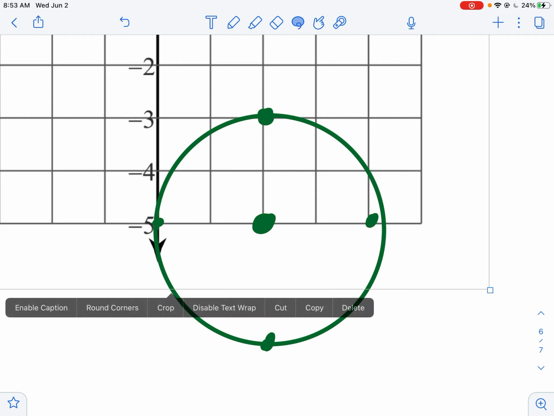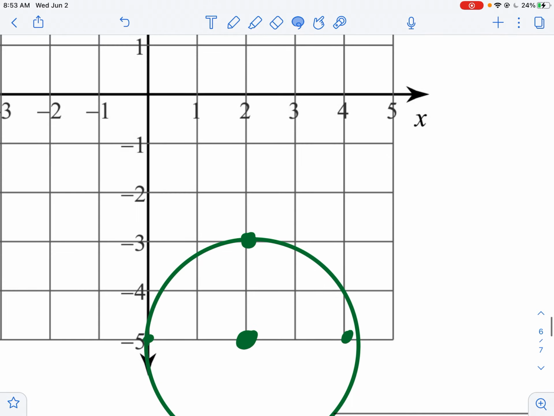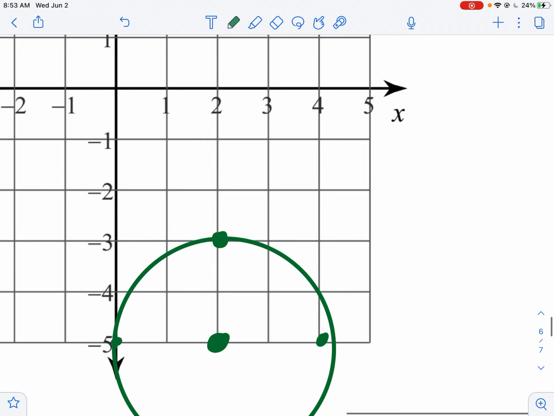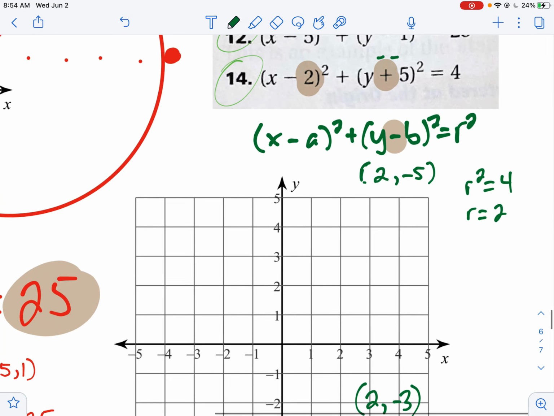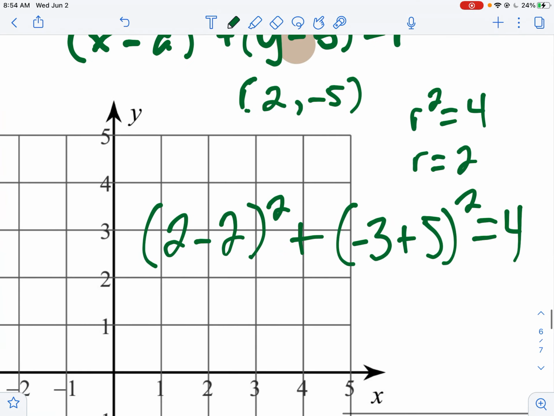That's how you can use the equation here. And again, you can always check yourself by plugging in some of the coordinates. In this case, I'm going to make sure I identify my coordinates correctly, positive 2, negative 3. So I can plug that into my equation, and let's see what happens. So I have 2 minus 2 squared plus negative 3 plus 5 squared, and that should equal 4. Let's see if that works out.